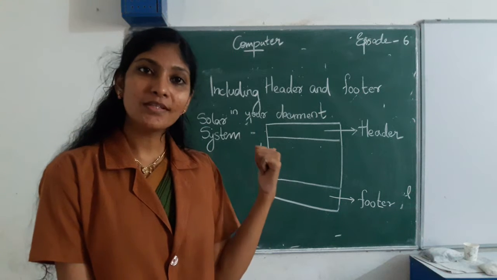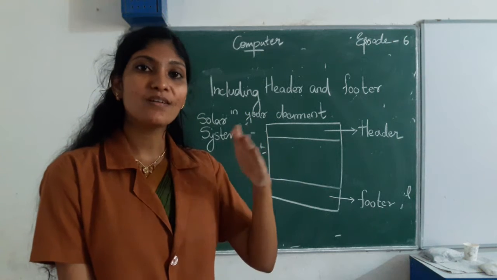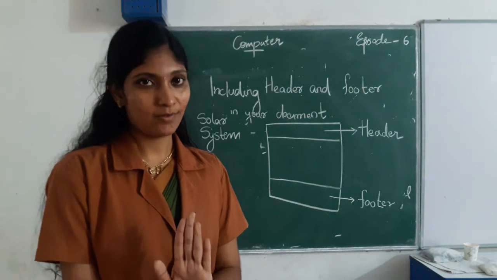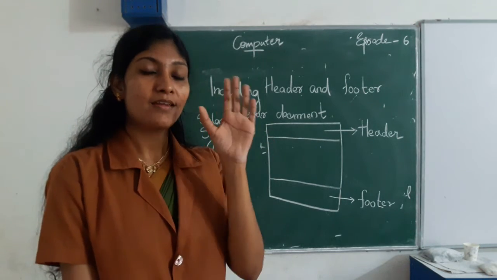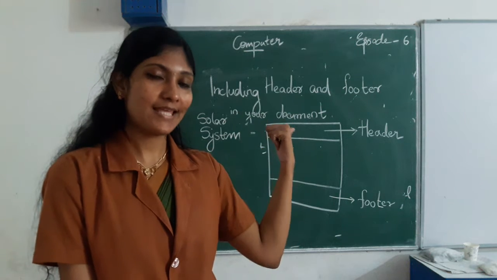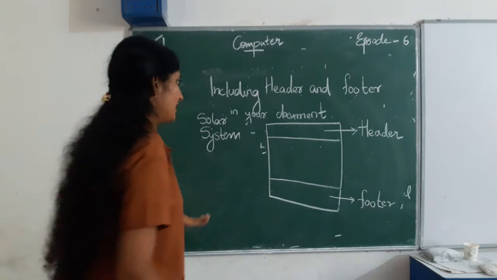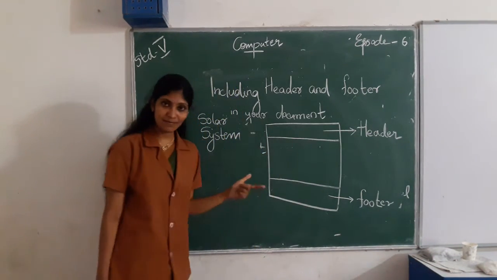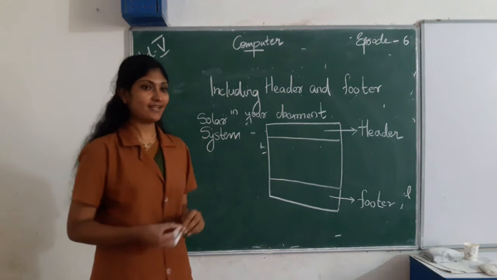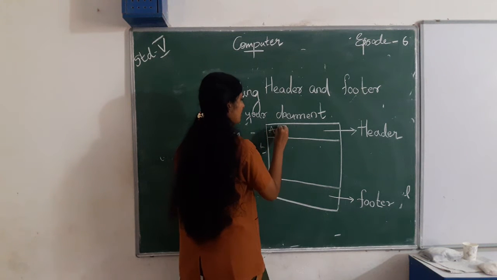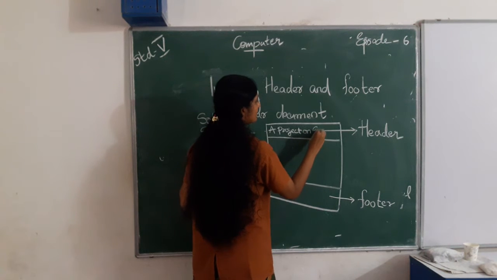And remember, if you typed a sentence or anything in the header section, it will be reflected in all the pages of the document. For example, if the report has 10 pages, in all the 10 pages, the title is the same. What is the title? A project on solar system. That means here we can type the title, a project on solar system, in the header section.